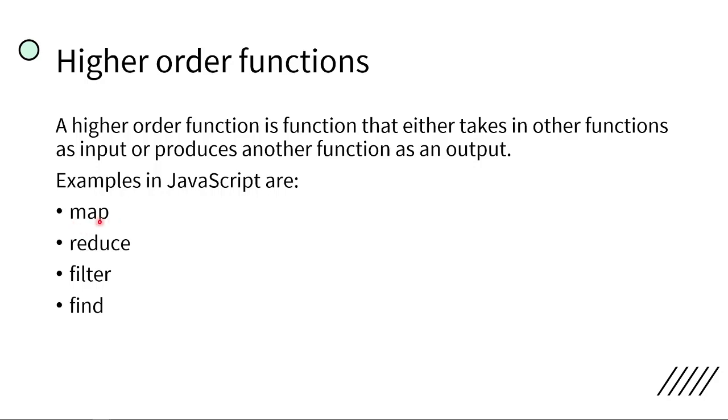Just a small overview: the map function applies an input function to each item in your array or list. Meanwhile, the reduce function reduces the array into a single value. Then the filter function filters your array based on some criteria. And then find just finds an item in your array.